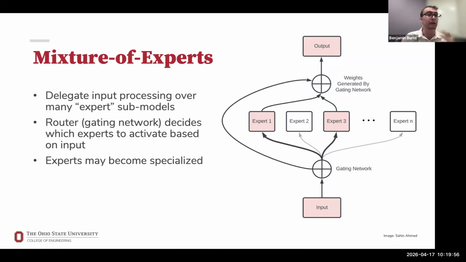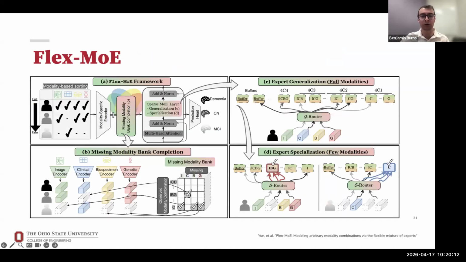So inputs of type A, for example, may begin to be routed to expert one more frequently, and expert one can become specialized in processing that type of input, so to speak, expert in that type of input. The idea behind FlexMOE is to use this mixture of experts model in order to have the experts specifically specialize in processing the different combinations of modalities.